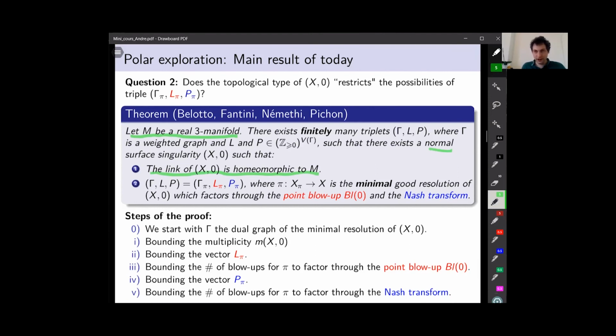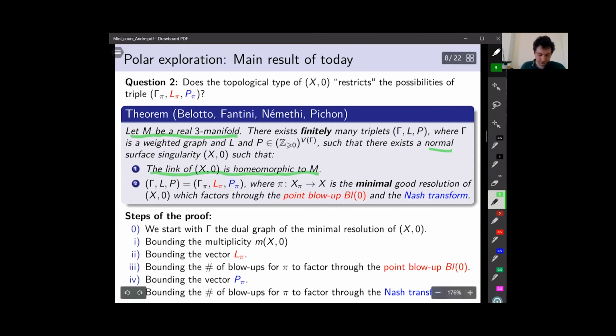Now, the steps of the proof and where I'm going to concentrate myself is the following. We're going to start with gamma, the dual graph of the minimal resolution. The first thing that we're going to do is to bound the multiplicity of X via the topology, via this graph. Then we're going to bound the vector L. We're going to then bound the number of blowings up that is necessary for P to factor through the point blowing up of the maximal ideal. Then we're going to turn to the bound of the vector P, and these are all done, as we're going to see. I'm not going to spend so much time on them, but the part that I really want to talk about is the last one, bounding the number of blowings up that factor through the Nash transform.